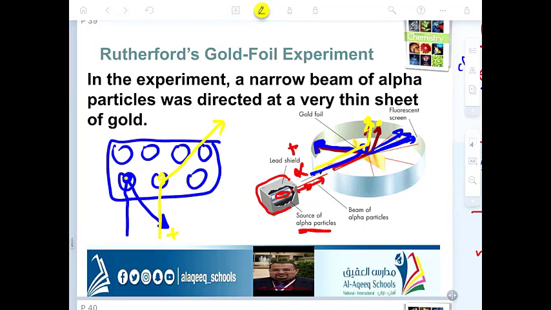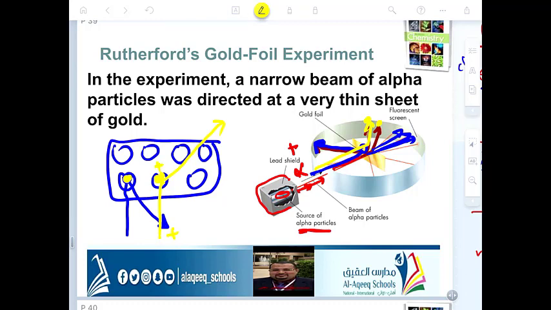So the massive part at the middle, which is known as the nucleus, is carrying positive charge. So first he found something massive here, which is a nucleus at the middle, and it's massive. Also he found that this middle part is carrying positive charge.